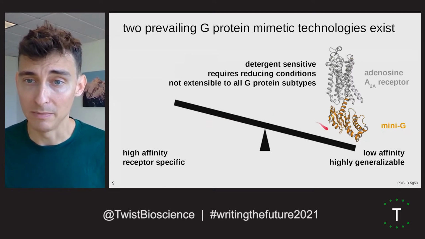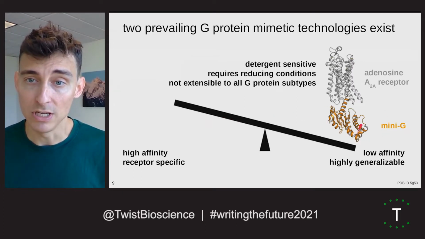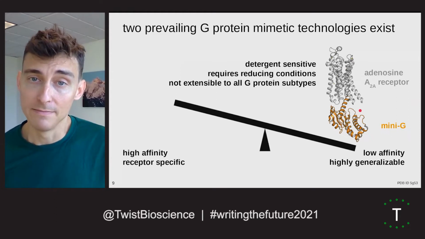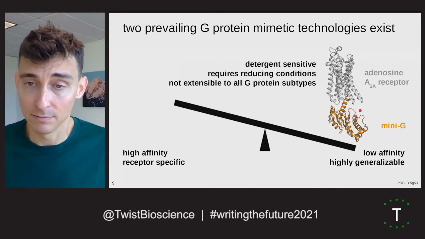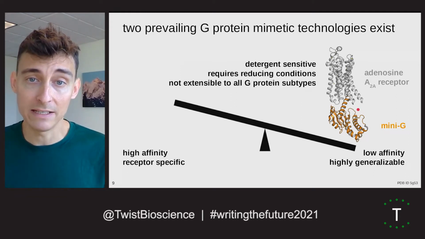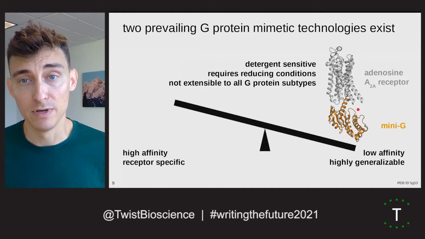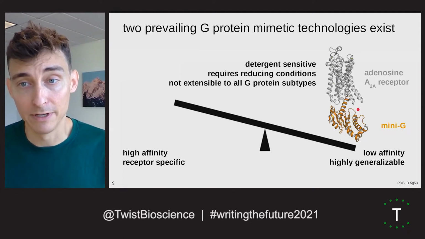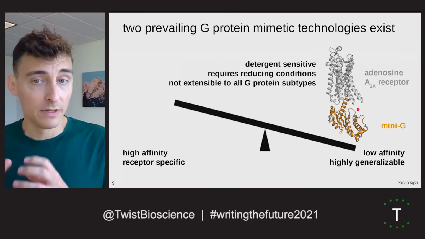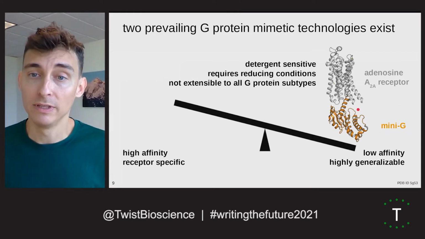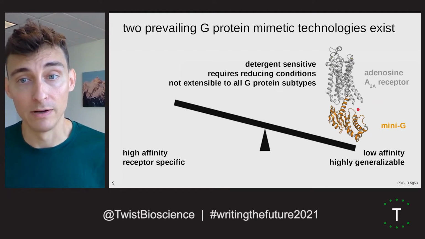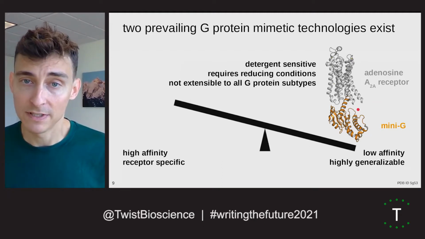Another type of G protein mimetic is this protein called mini-G. It was developed by Chris Tate's group at the MRC. And mini-G is a really fantastic protein. It was engineered starting from the GS subtype, a human G protein alpha subunit. And some of this protein was chopped off and some new linkers were attached. And it's really quite remarkable, and it works very well. But it's not a one-size-fits-all solution.